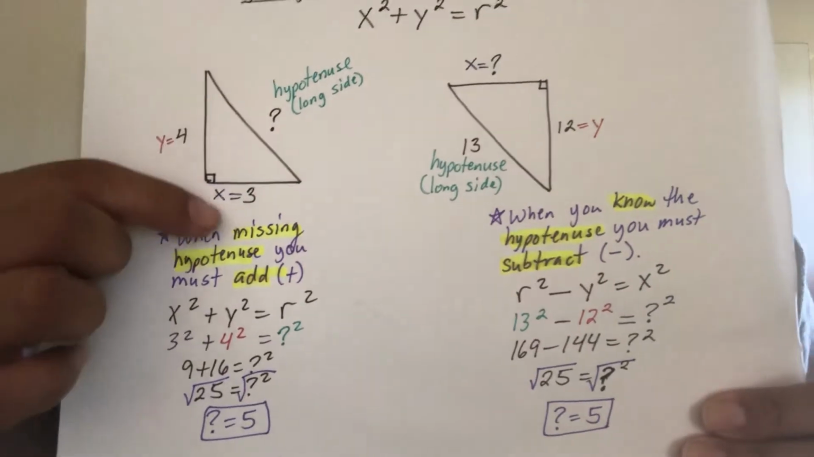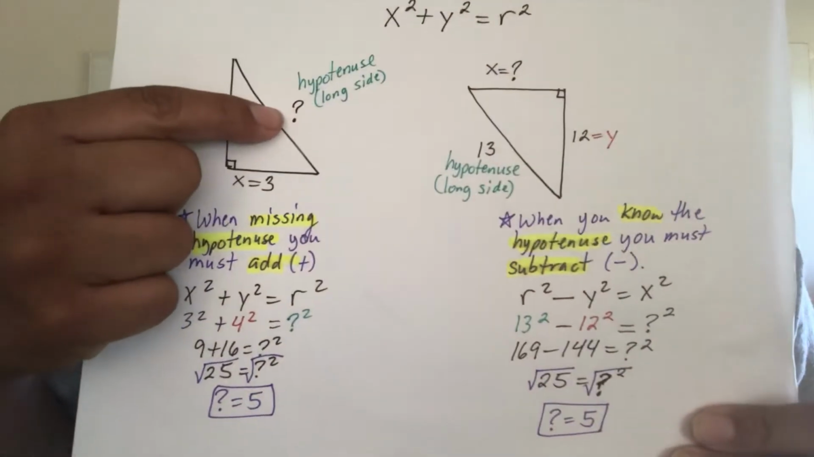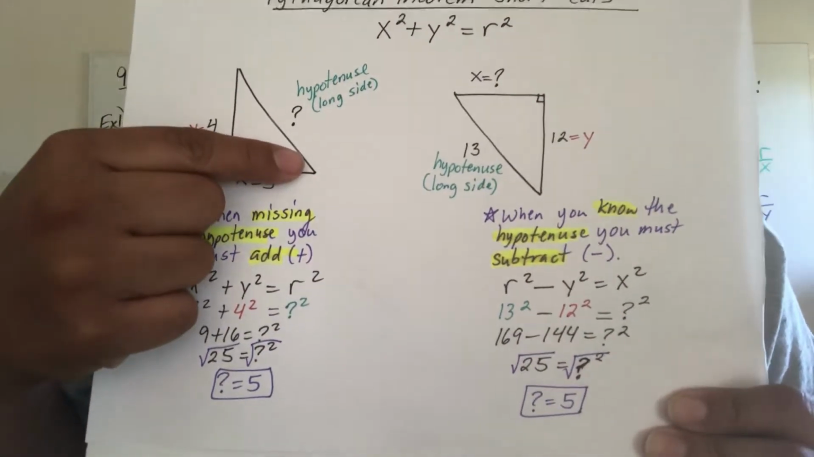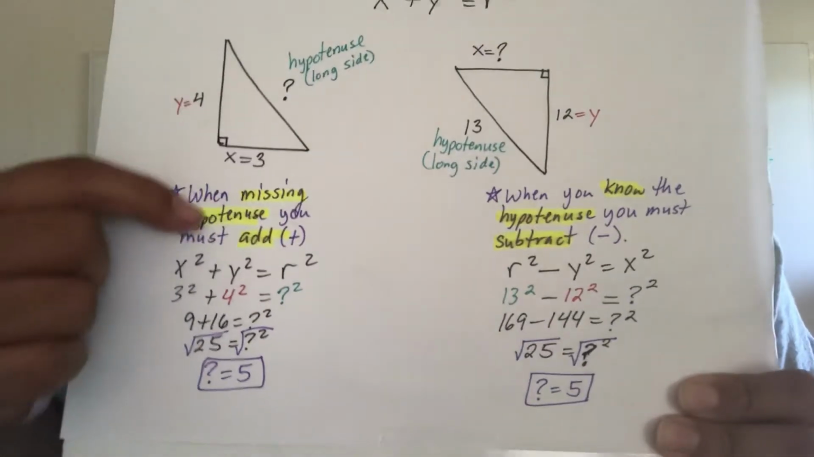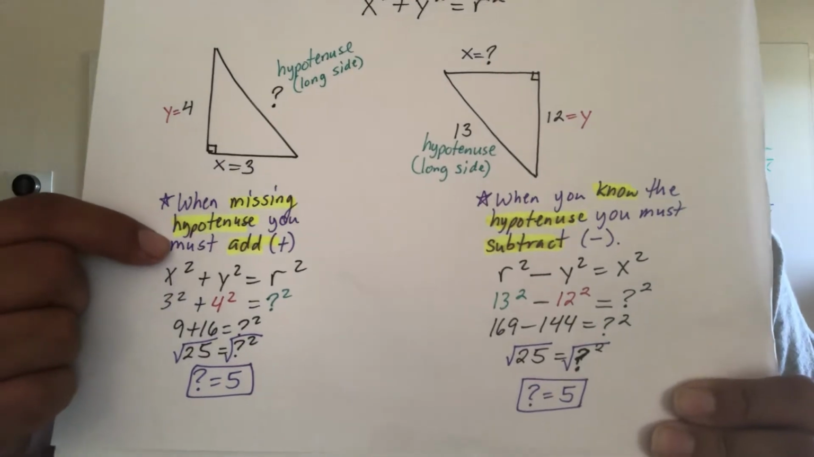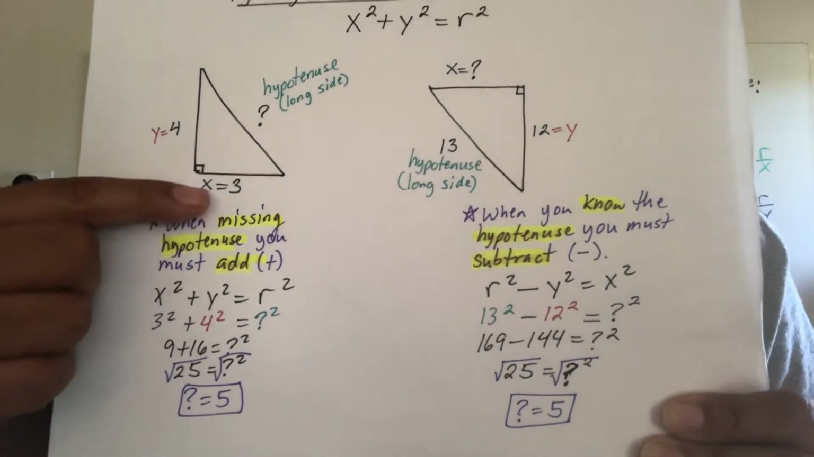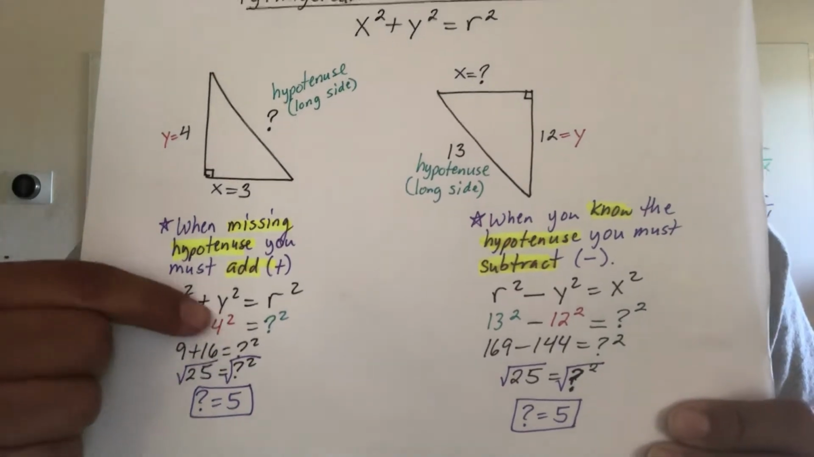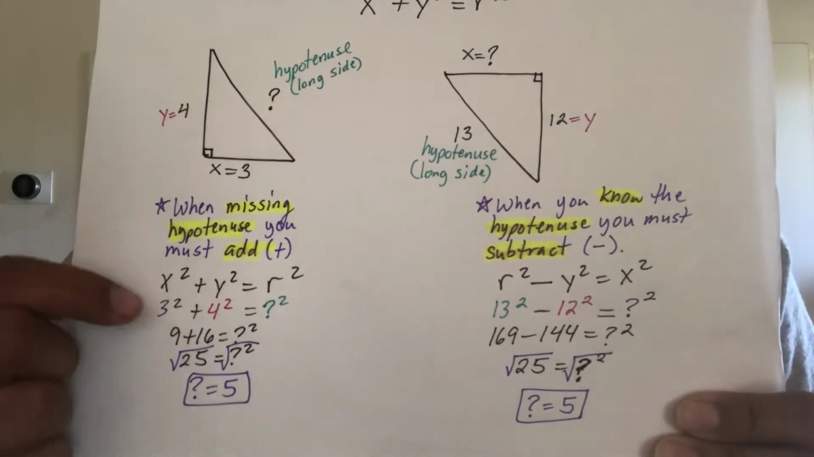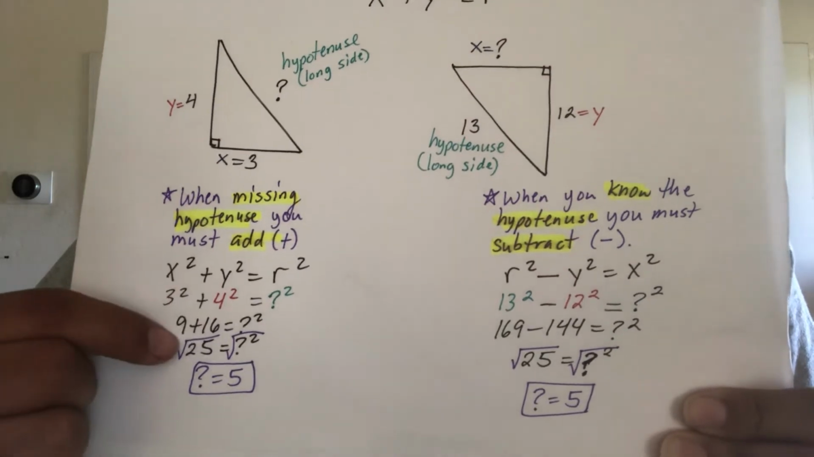You can have a right triangle that is missing the hypotenuse. That's the long side. If you have a right triangle that is missing the long side across from the right angle, you're going to have to do adding. Take a look here. I took the 2 legs, 4 and 3. The formula says to square the 2 things, and in this case, I'm adding them. 3 squared plus 4 squared equals 25.